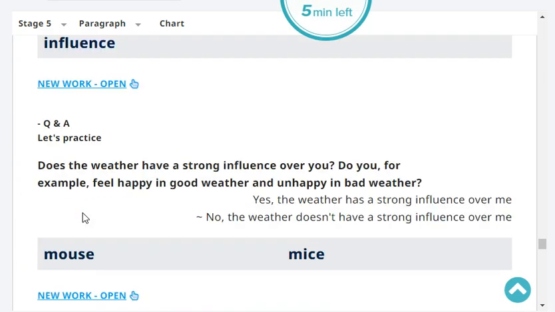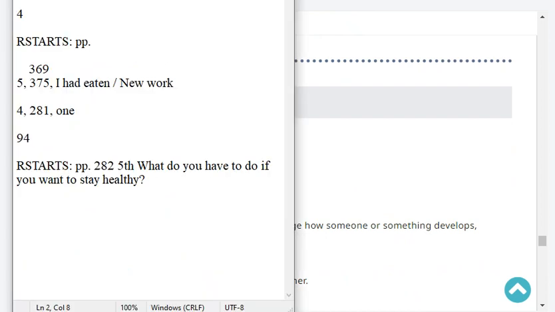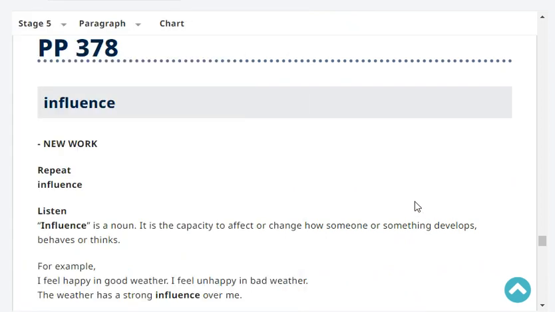Okay, let's have the last one. Again, repeat, influence. Influence. Very good. Okay, listen. The word influence is a noun. So, influence is the capacity to affect or change how someone or something develops, believes, behaves, or thinks.